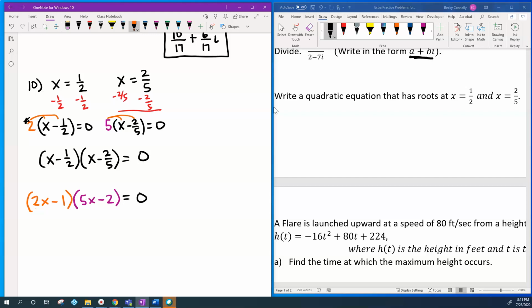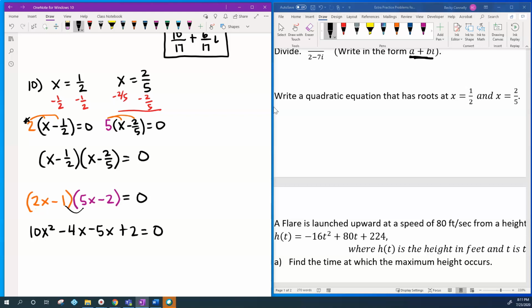Yeah, that makes sense. I've seen it before, so I'm glad you brought it up again. Yeah, you bet. Okay, and so then let's just FOIL that together. So 2x times 5x is 10x squared. 2x times negative 2 is negative 4x. Then I've got negative 5x, and then a positive 2.